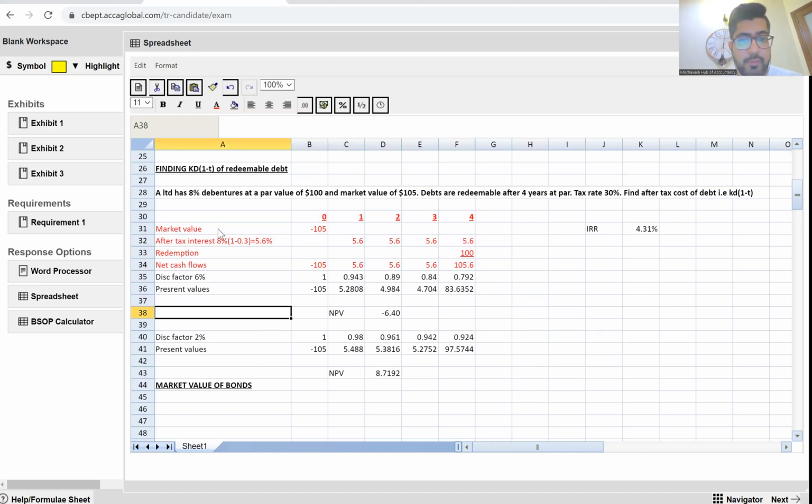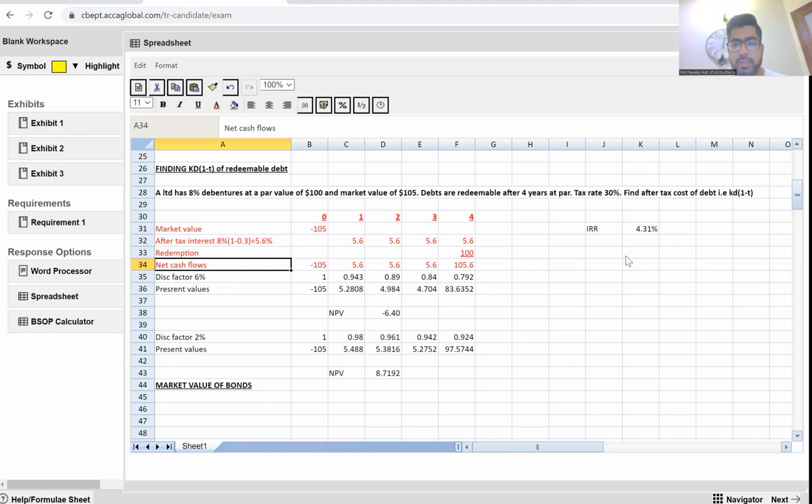So market value outflow 105. After tax interest 5.6, 5.6, 5.6 and redemption 100, you get net cash flows. No need to work beyond these net cash flows. You have got net cash flows, then first discount factor to get present value NPV, then second discount factor to get present value NPV, then IRR.